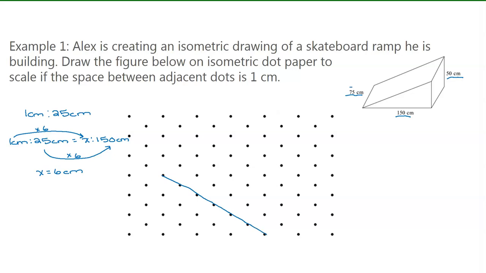So now let's look at the width of the ramp, 75 centimeters. I'm going to set up a similar ratio to figure out how wide it's going to be on the diagram. So we'll divide 75 by 25, which is 3. And then to find y, I'll multiply 1 by 3. So that works out to be 3 centimeters. So let's draw a width of 3 centimeters long on the diagram.